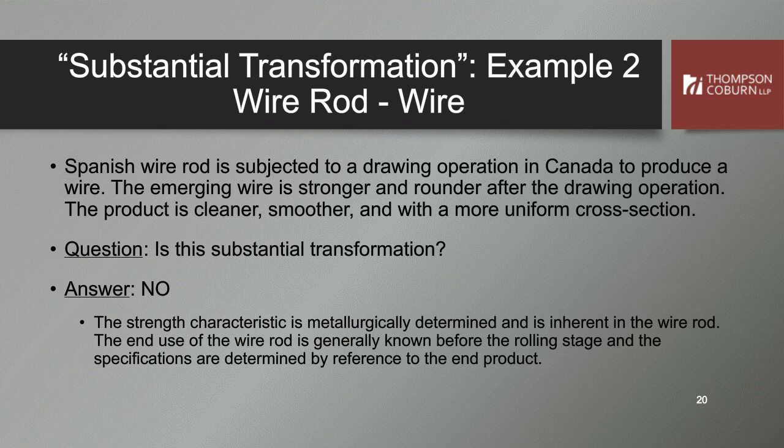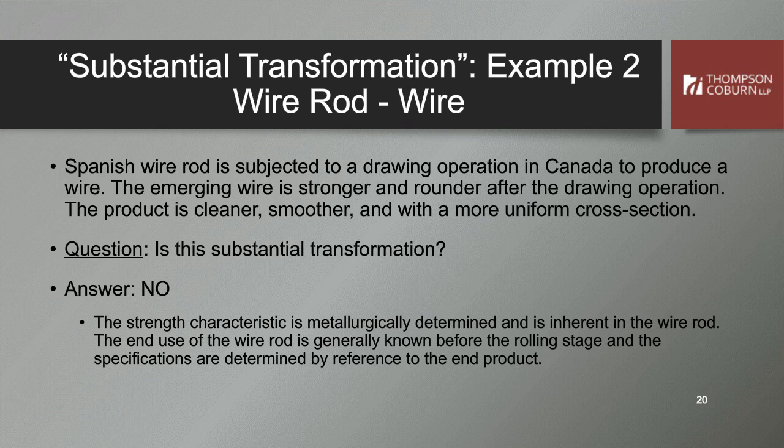This one, it's helpful to go back to name, character, and use. So we do have a name change, wire rod to wire, but the cases are fairly clear that a name change alone is not significantly compelling. So what about the other two components? The strength characteristic is something inherent in the wire rod, which was the item that was imported.